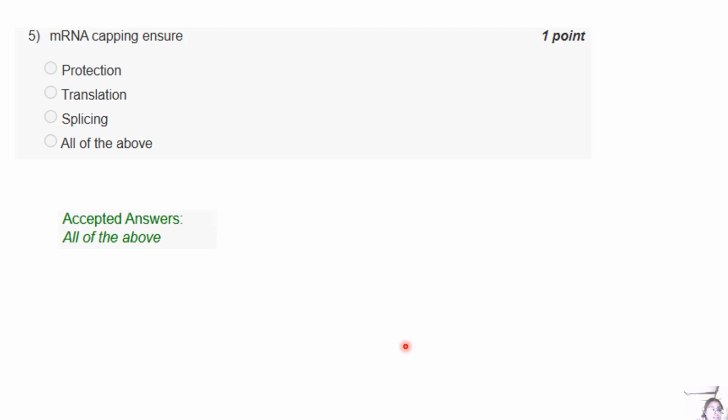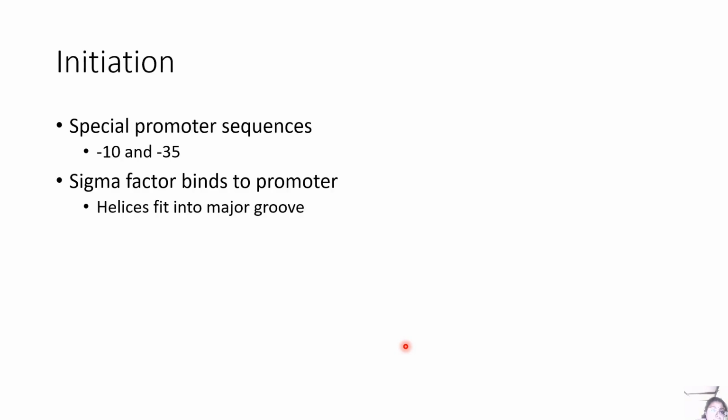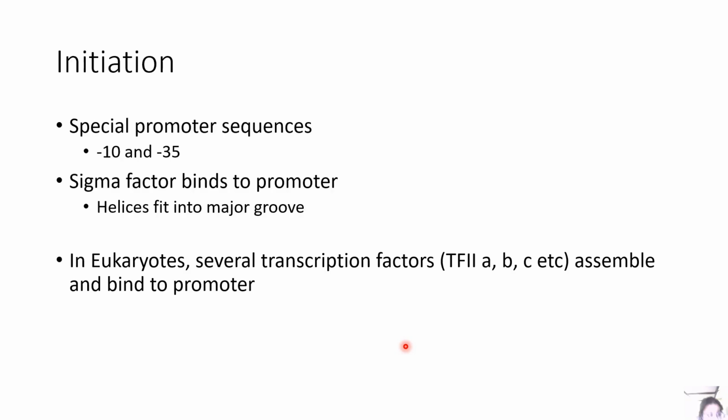Okay, so the answer to this question will be all of the above. mRNA capping ensures protection, translation, splicing, all of these. Right? So for the process of initiation, we need special promoter sequences at -10 and -35. The sigma factor binds to the promoters, and helices fit into the major groove. And in eukaryotes, several transcription factors assemble and bind to the promoter.